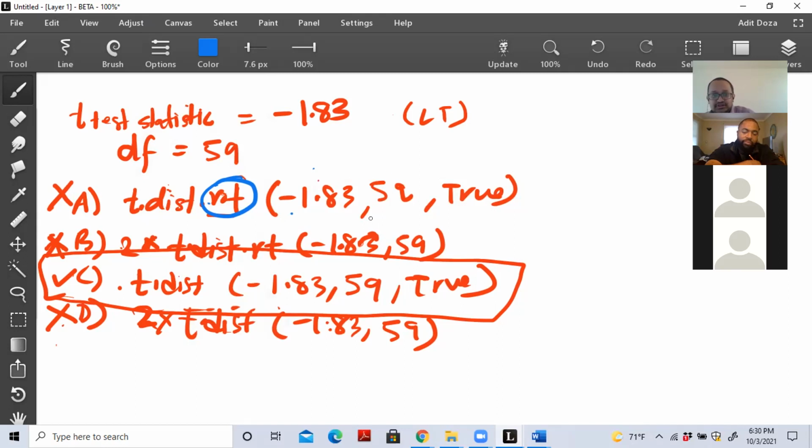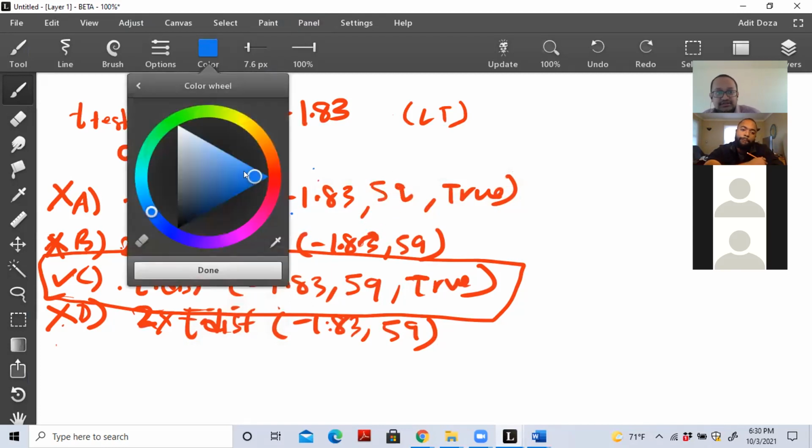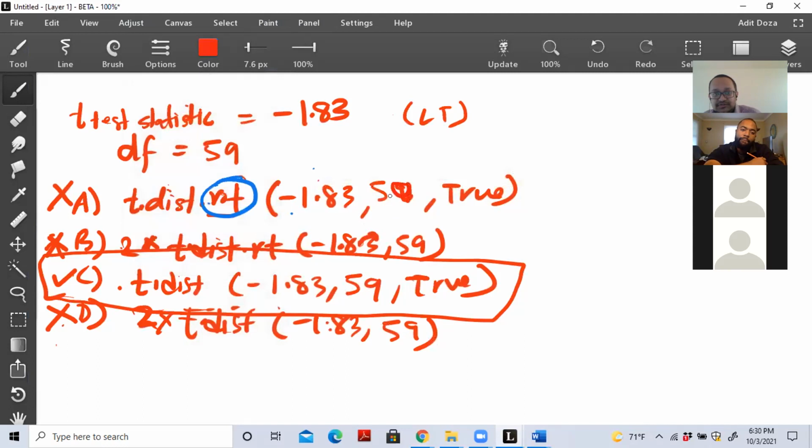Okay, pick out 59. Right, I can even change the numbers. Let's say I wrote 50. Obviously, it's not going to happen because the degree of freedom is 59. How can 50 happen, right? Or I can keep it as 59. So just keep it as 59.